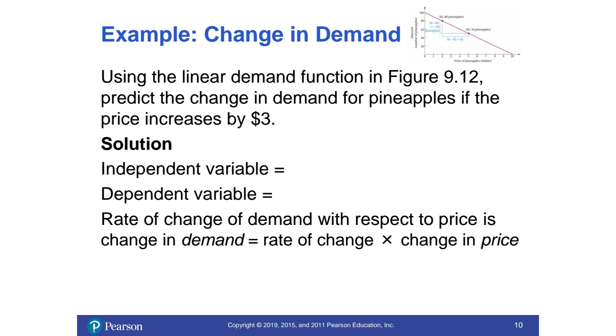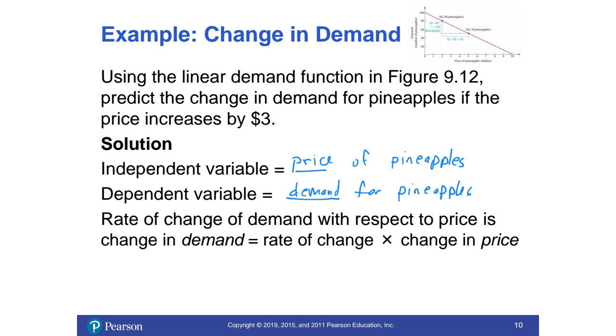And here's an example of how we can do that. We want to use the linear demand function in this picture right here, which is probably too small to see, but it's the same one we had before, and predict the change in demand for pineapples if the price increases by $3. Okay, well, what's the independent variable? The independent variable was the price of pineapples. That's the one that the store owners can control. And the dependent variable is the demand for pineapples. It's how many they sell.